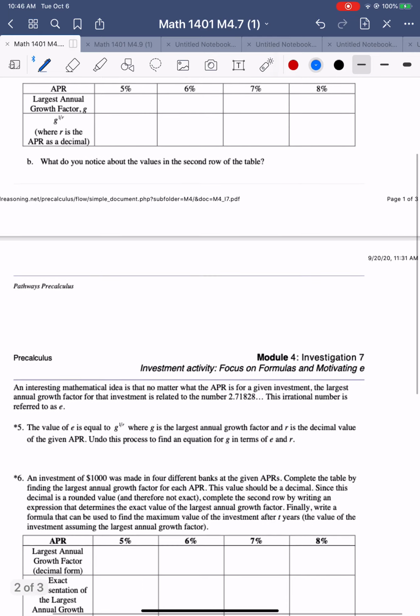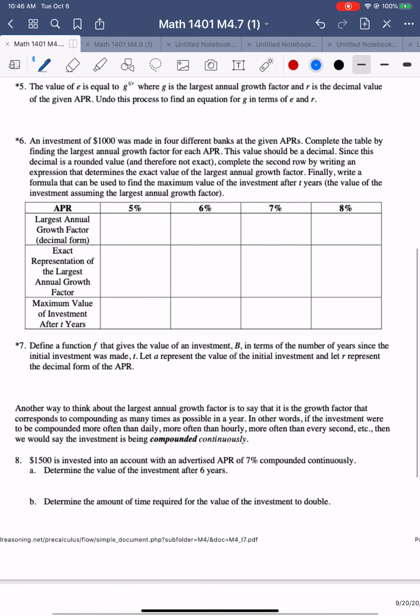Alrighty, let's go to number 6. So now we have the same investment, $1,000, made in 4 different banks at the given APR. Complete the table by finding the largest annual growth factor for each APR, and this value should be a decimal. Since this decimal is a rounded value and therefore not exact, complete the second row by writing an expression that determines the exact value of the largest annual growth factor. Finally, write the formula that can be used to find the maximum value of the investment after t years, assuming the largest annual growth factor.